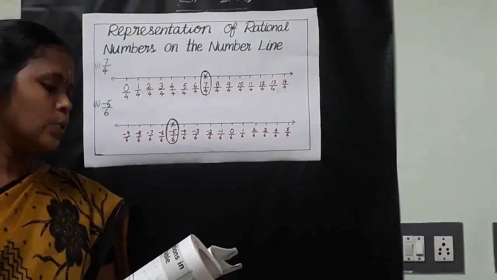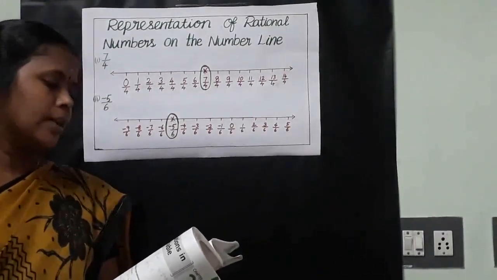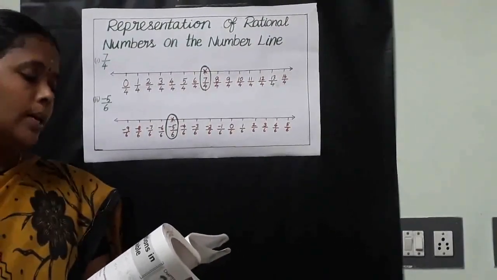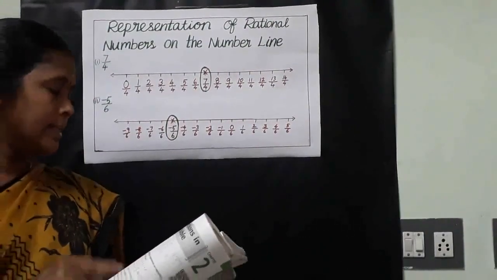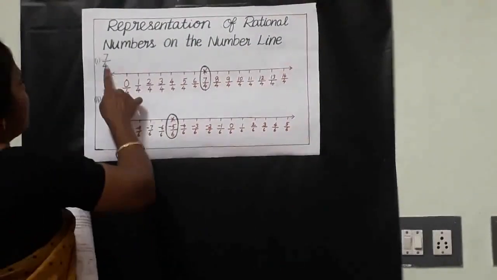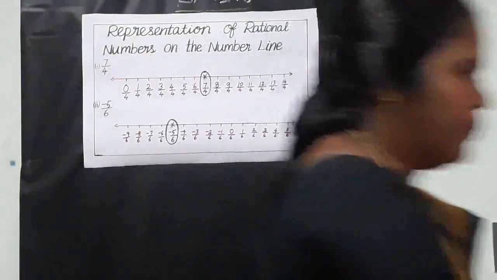See, in exercise 1.2, the first question is to represent the numbers on the number line. What is given here in exercise 1.2? First question, represent these numbers on the number line. I have taken those questions in the chart. First question is 7 by 4.